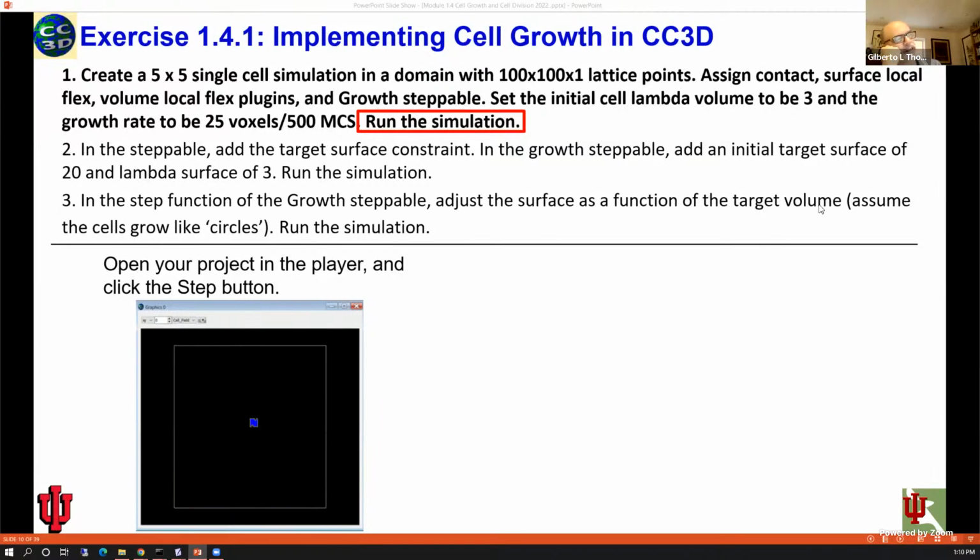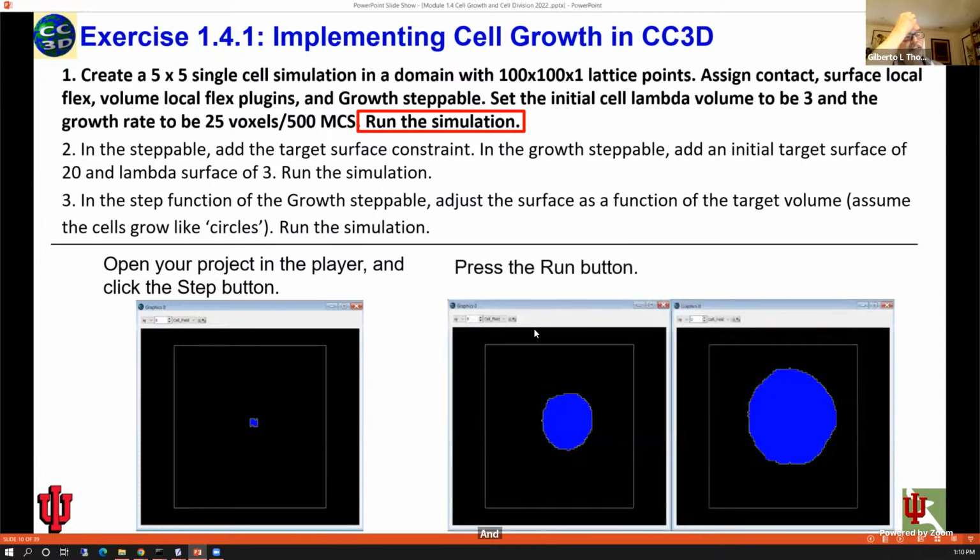Please, I wait for you for only 1 minute to have some evolution in your simulation. And this is what you have to see while the simulation is running. We have here 2 snapshots. And if you don't have those kind of images in your simulation, please let us know.